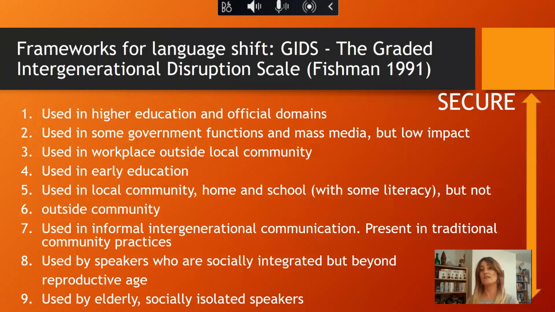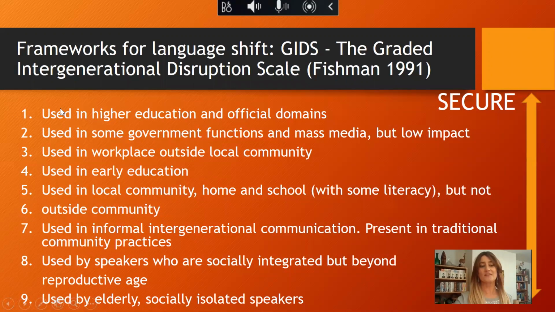Okay, so this is the GIDS, the Graded Intergenerational Disruption Scale. Fishman is a really interesting guy, and I strongly recommend his books. I've put a couple of them in your little handout and at the end of this presentation as well. So he's got, I'm very sorry, under where my head is, it should say at risk, okay? So at the top of his scale, number 1, and I moved my picture thinking that it would be in the right place. It's still in the wrong place, I do apologize.